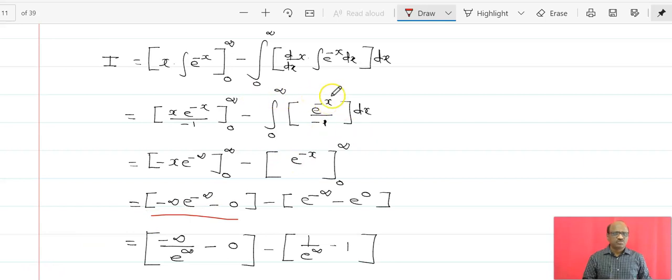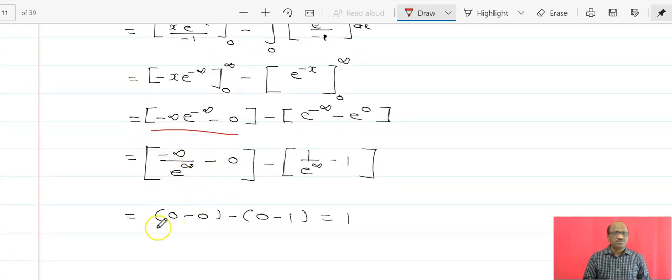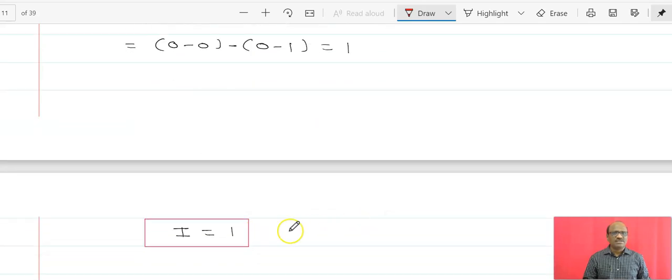Again the integral of e raised to minus x is e raised to minus x upon minus 1, and that minus minus will become plus. Again substitute upper limit minus lower limit: e raised to minus infinity minus e raised to 0. Now what about the value of this? That is minus infinity upon e raised to infinity, and this whole quantity will become 0. And e raised to minus infinity means 1 upon e raised to infinity, 1 upon a very large quantity, and its value will become 0 minus 1. Minus in bracket minus 1 will become plus 1, and hence the answer is 1. That is, I is equal to 1.